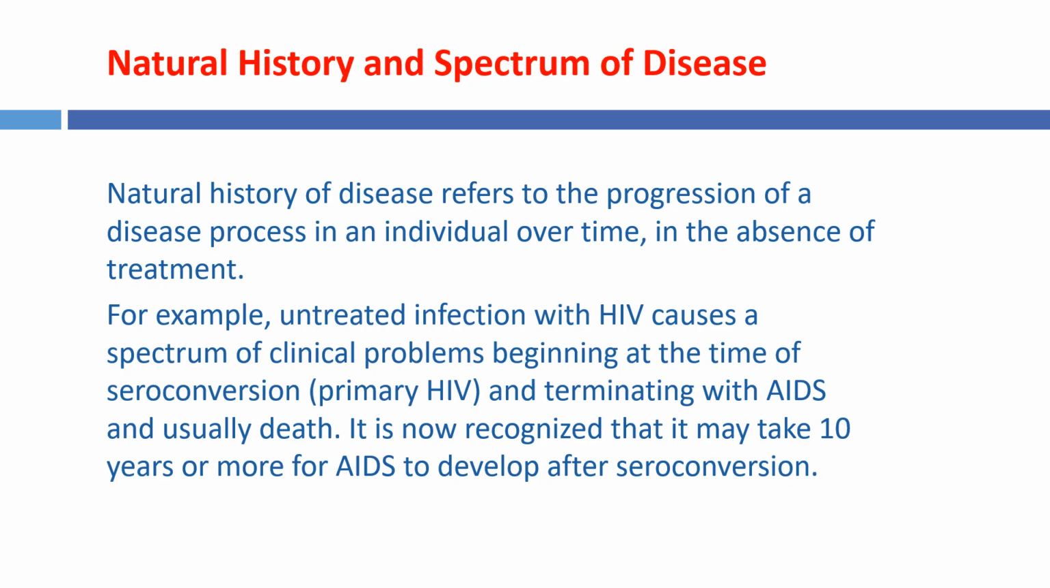Natural history of disease. Natural history of disease refers to the progression of a disease process in an individual over time in the absence of treatment. For example, untreated infection with HIV causes a spectrum of clinical problems beginning at the time of seroconversion. This is the primary HIV, and terminating with AIDS and usually death. It is now recognized that it may take 10 years or more for AIDS to develop after seroconversion.